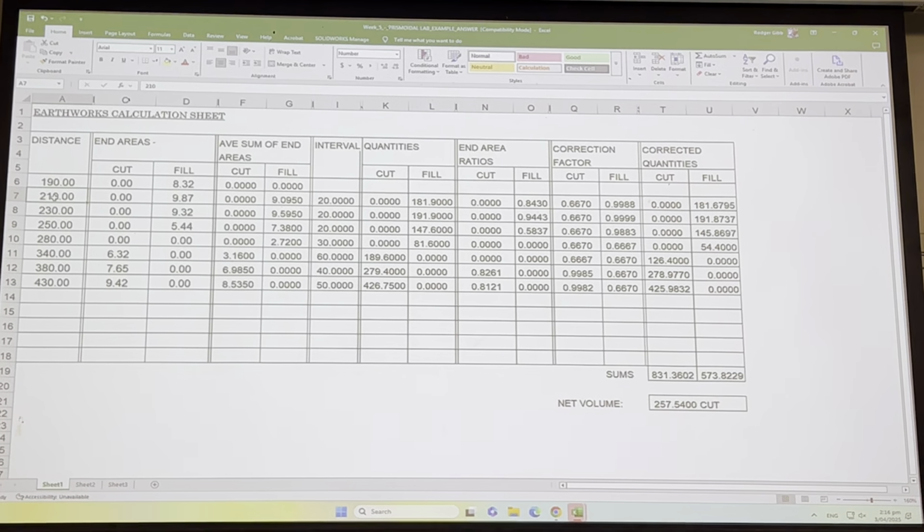Distance. That distance is an accumulative distance. Notice it's not starting at 0. I suggest on the assignment you start from 0, but most roads don't start from 0. They start from a chainage halfway along a road and then finish further down the road. So most of the long sections you'll ever do on roads will never start from a chainage of 0.